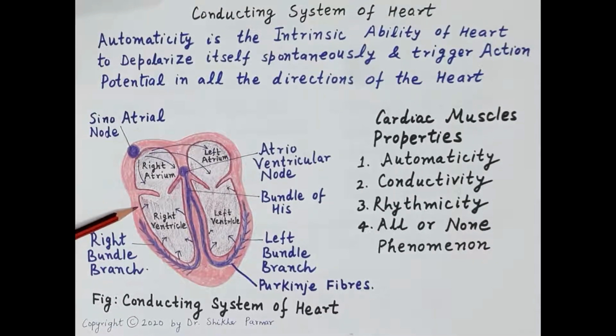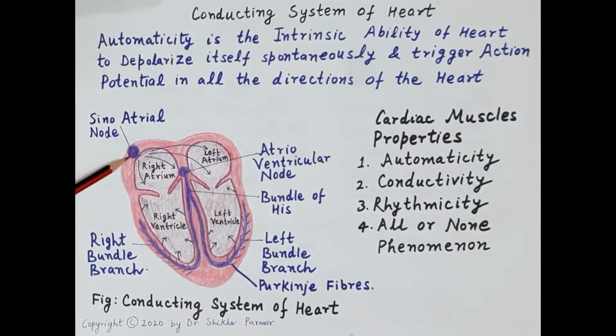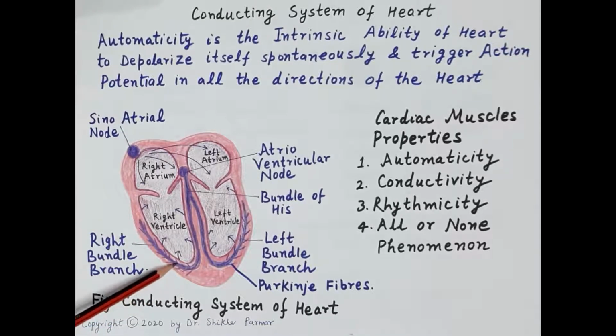Now this diagram shows the conducting system of heart. The elements of the conducting system of heart are the sinoatrial node, then the atrioventricular node, bundle of His, then the bundle branches, that is the left bundle branch and the right bundle branch, and the small fibers called the Purkinje fibers. Now we'll talk about these elements one by one. First of all is the SA node or the sinoatrial node.